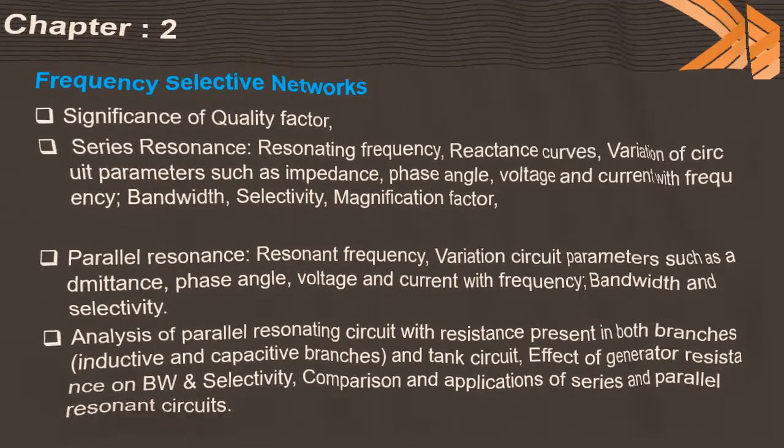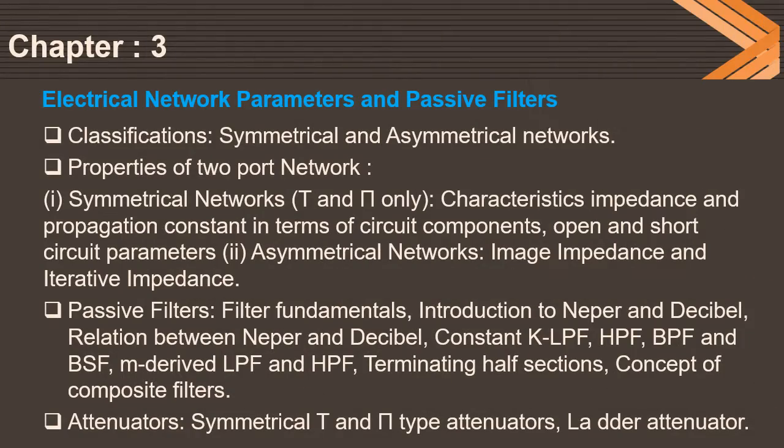The third chapter is on electrical network parameters and passive filters. In that we will go through symmetry and asymmetry, T and pi networks, along with the passive filters: low pass, high pass, band pass, and band stop, with various methods like the m-derived and the constant K. Along with that we will learn the attenuators of various types, like T and pi.